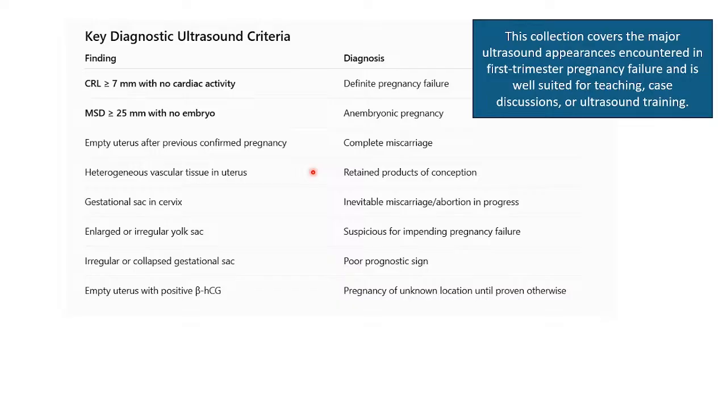So the empty uterus with a positive beta HCG. That's a pregnancy of unknown location until proven otherwise. So if you have an empty uterus and the pregnancy test is positive, this is a pregnancy of unknown location until proven otherwise.